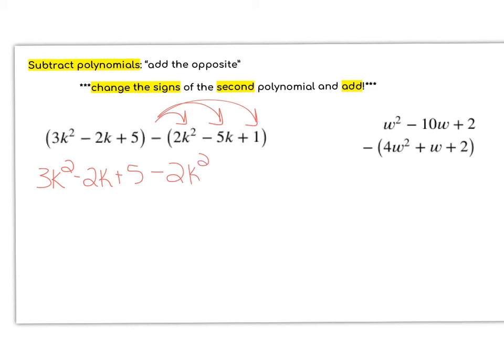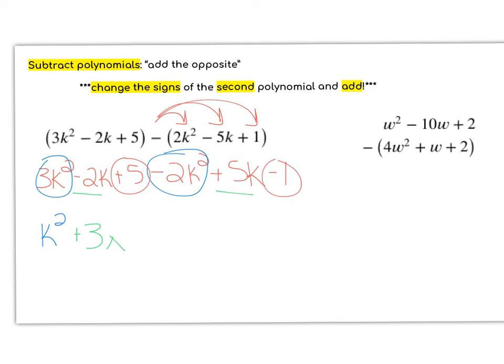So we're going to go minus 2k squared plus 5k minus 1. So I changed all the signs of the second polynomial. Now I'm adding. Now I'm looking for like terms. So 3k squared minus 2k squared is 1k squared. Minus 2k plus 5k is plus 3k. And then 5 minus 1 is a positive 4. So my final answer is k squared plus 3k plus 4. I think I tried to do an x there, didn't I? Okay?